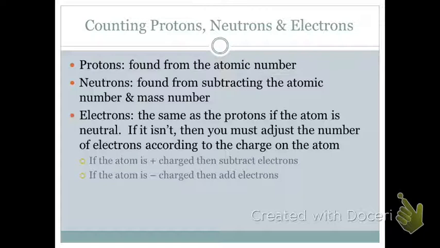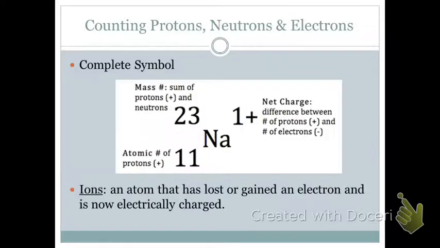According to the charge on the atom, if the atom is positively charged, you need to subtract electrons, and if it's negatively charged, you need to add electrons. You need to know how to write a complete symbol, which we're going to practice soon.